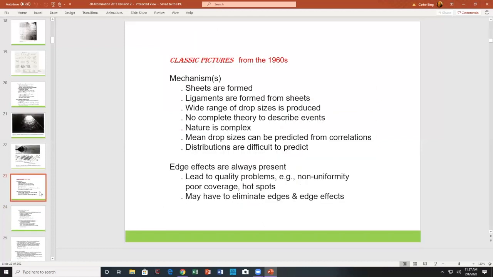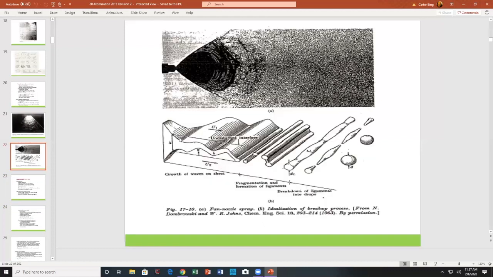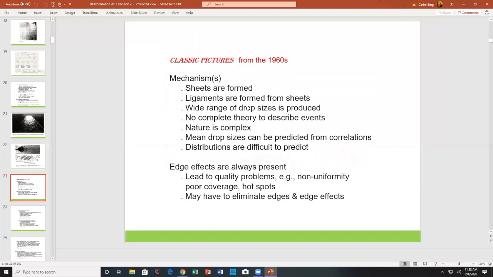Anyway, by the way, the information on how particle size affects drop size for needles is probably not a very well studied area. It may be extremely important for your process. Maybe it is, maybe it isn't, but it's certainly not an area that has received attention, probably. So sheets are formed, ligaments form from sheets, wide range of drop sizes produced, no complete theory. That's not necessarily true anymore.